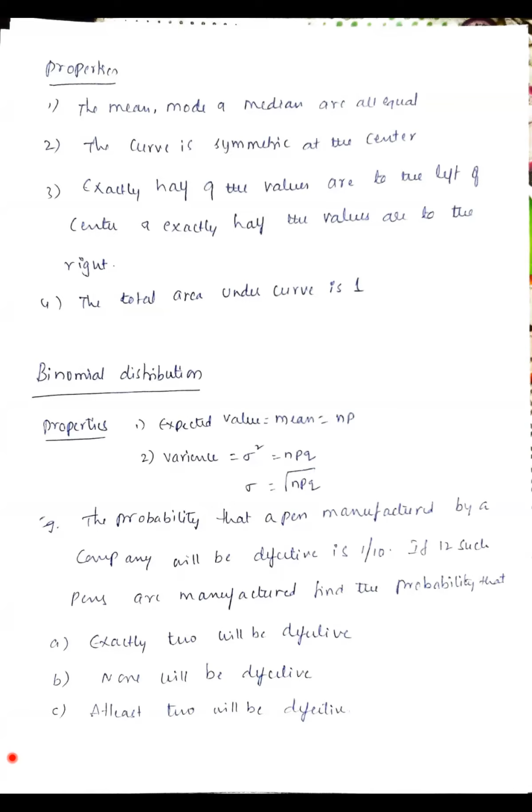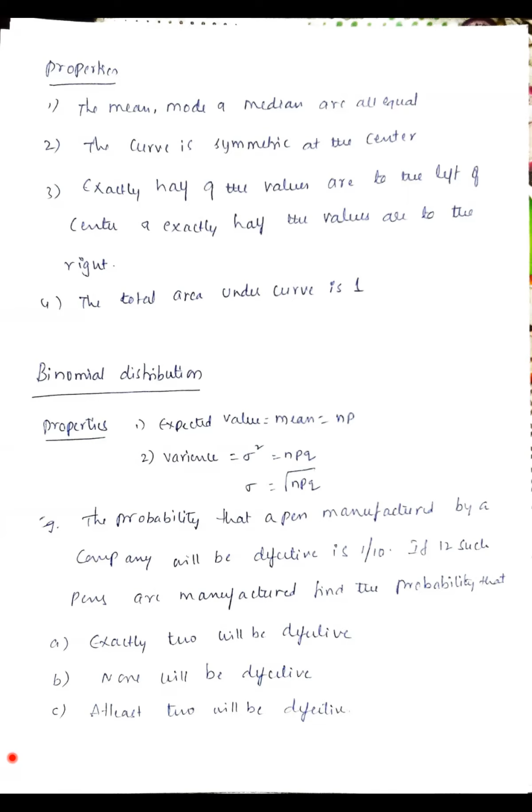First, we'll see some examples of these three different distributions. First, the binomial distribution. Here, the properties include the expected value, which equals the mean, equals np. Next, the variance, sigma squared, equals npq. The square of the standard deviation is called the variance. You remember that. The standard deviation equals the square root of npq. We'll see one example here.